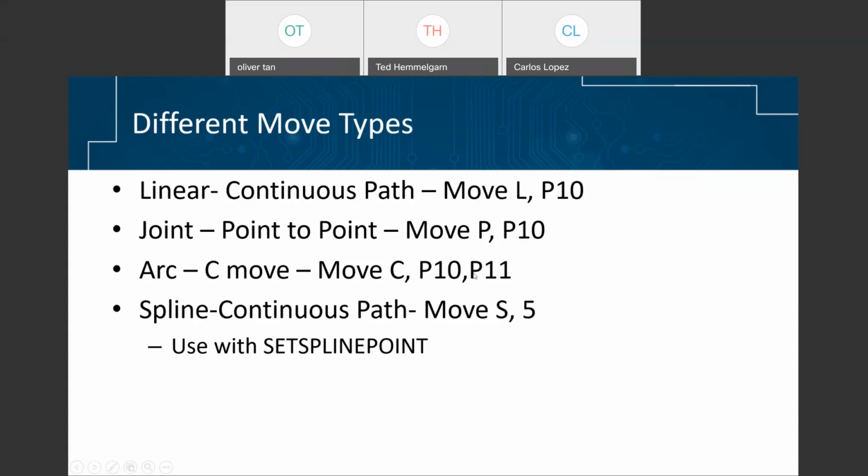We have arc moves, which allow you to take a continuous path and go through 2 points to create an arc. We have a spline move. It's actually called a Move S. Again, this is something you might use for a dispensing application or polishing, where you want a continuous speed. What you do is use the set spline point to create multiple points, 10, 15, 20, 30 points, and then have the robot continuously move through those points to give you a nice, smooth move.